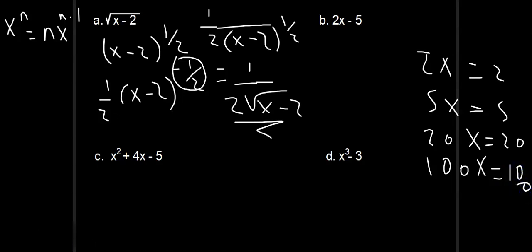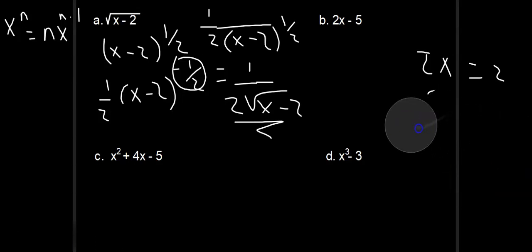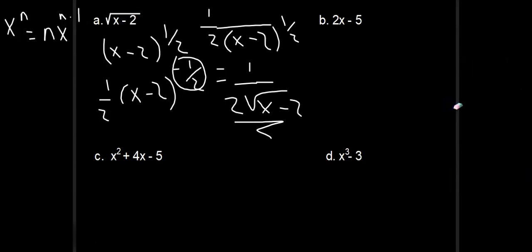Now, since you understand this, I hope it will be easy for you to figure out the answer for this one, or for B. So the answer for 2x minus 5 is what? It became 2. The reason for that is negative 5 is a constant number, so it becomes 0.